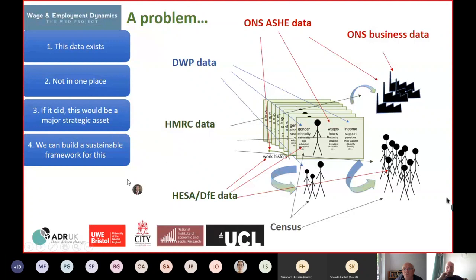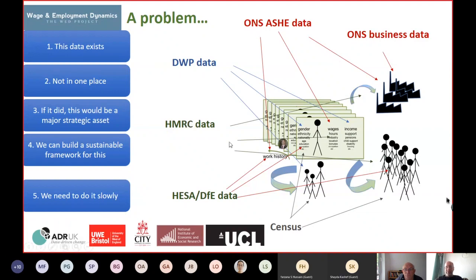And so that's what we're going to try and do, but we're going to do this slowly, and very slowly, because of these information sets here, we haven't got agreement to use all of these yet. So initially, in our first stage of the project, we're going to focus on ONS ASHE data and business data. We're currently working to link together the census data, and we're currently in discussions with the Department for Education about getting educational data in there.